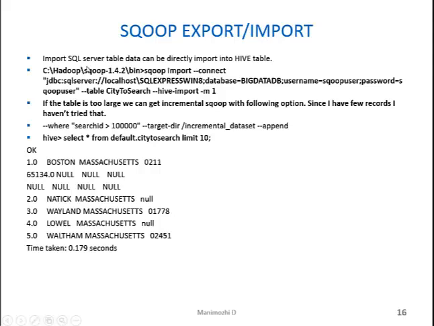In the previous example we looked at table data being imported into HDFS. In the same way, the table data in SQL Server can be imported into a Hive table. I can do that with the option Hive import and MapReduce job number equal to 1. When I did that, it created the table city to search with the same data as that of SQL Server. So I can run a Hive command, select from city to search.